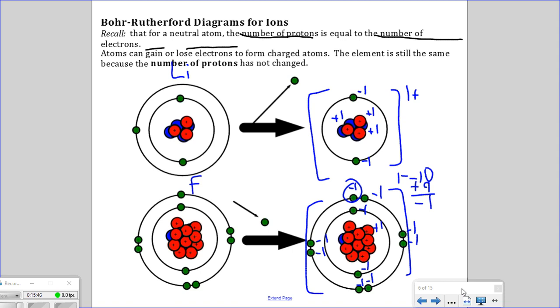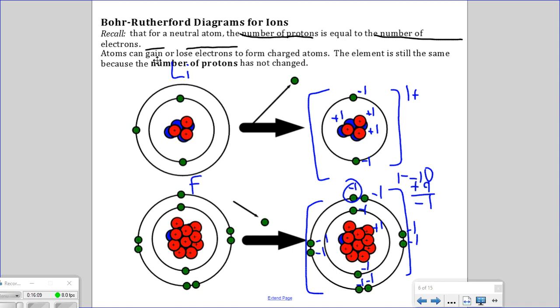So just recall that for a neutral atom, the number of protons is equal to the number of electrons. Atoms can gain or lose electrons to form charged atoms. The element is still the same because the number of protons has not changed. Remember, if you change the number of protons, you change the atom. If you change the electrons, you change the charge.